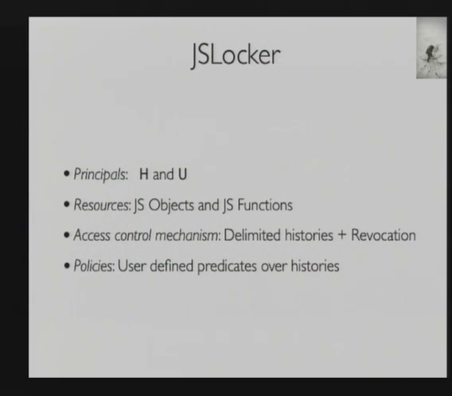We'll simplify our life by saying that there are just two principals: the host H and the untrusted code U, which represents all the ads. We're not going to segregate them. Access to objects, reading fields, writing fields, and calling functions is what we want to control. We propose a mechanism called delimited histories plus revocation as our way to control access to this data, and I'll explain this in a second. The policies we enforce will be user-defined. You can write a predicate, and I'll show you how this works.